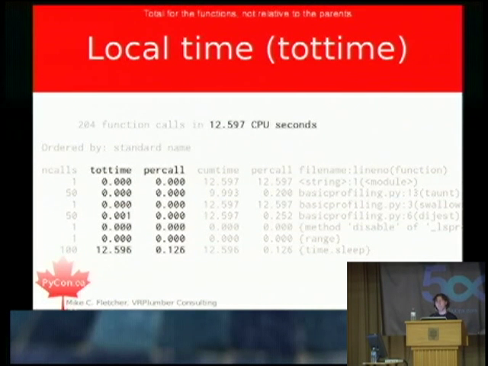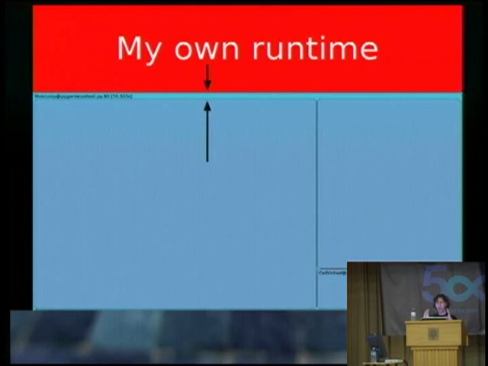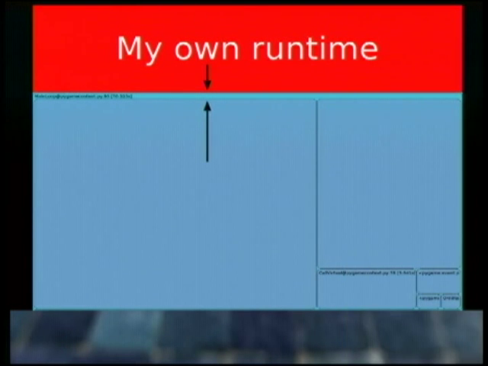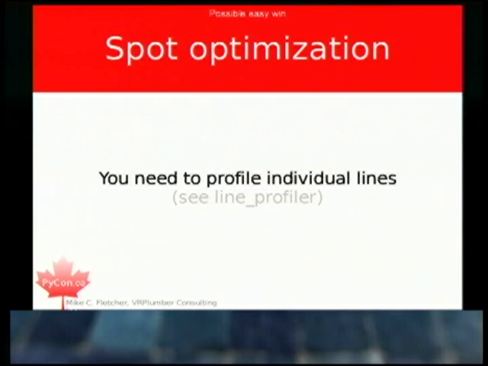So local time is the amount of time that you actually spend executing the code of a particular function. So the actual text within the function, this is what you're seeing in that second and third column. Graphically, the overall function has called these functions here. This little slice there is your local time. It's my runtime as opposed to the things that I've called. And that's mostly useful if you're looking to do spot optimization. And there are profilers that will actually let you look at the individual lines within the function. And we'll look at what those are later.